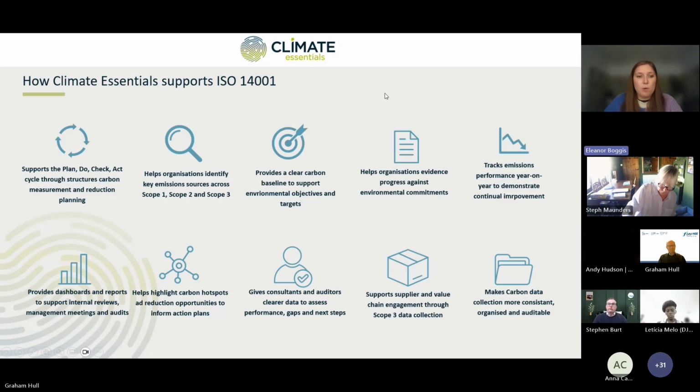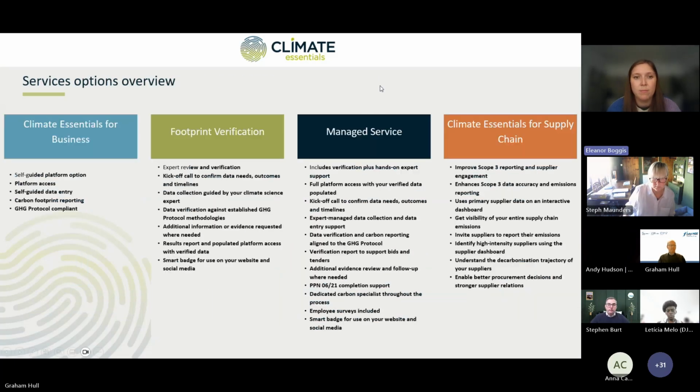Tracking emissions, it's kind of a repeat. You've got the dashboard and the reports, so you can easily provide those to the likes of Graham and do your auditing, so that it's all in one place and easy to digest. And then finally, we do support you in looking at your scope 3 in particular, looking at that supply chain collation. So if you go on to the next slide, please, Graham.